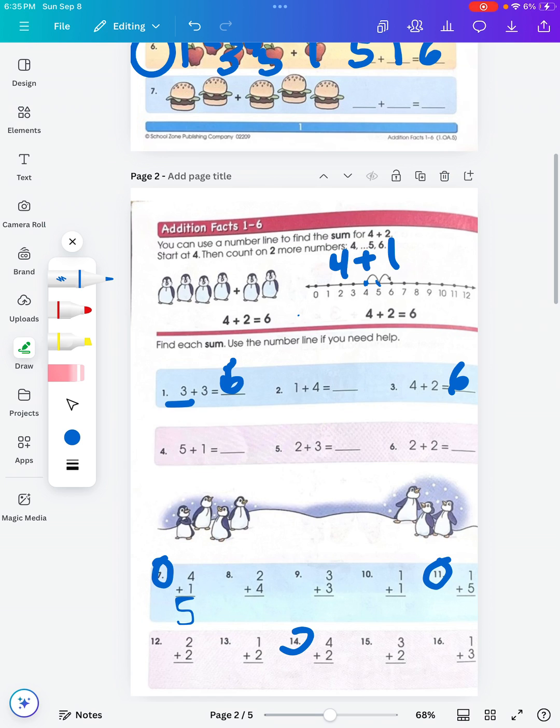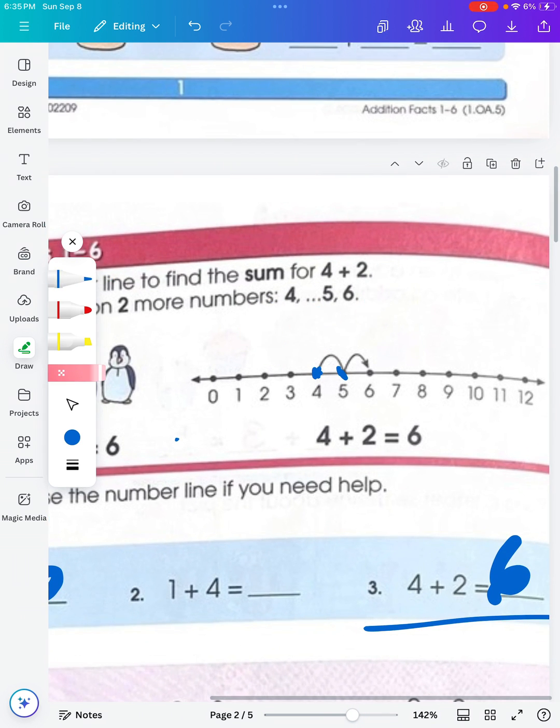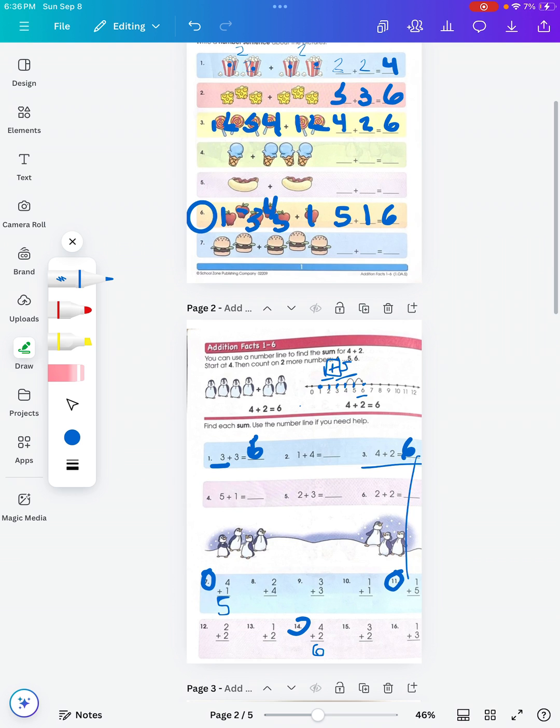4 plus 2 we already answered up here, and we know it's 6. We haven't answered 1 plus 5, so we'll answer that. So right here, 1 plus 5. We always start on the number first given, so we'll start on 1. And it says plus, which is the addition sign right here, 5. So we'll just add 5 more numbers. So 1, 2, 3, 4, 5. And we landed on 6. So 1 plus 5 equals 6.